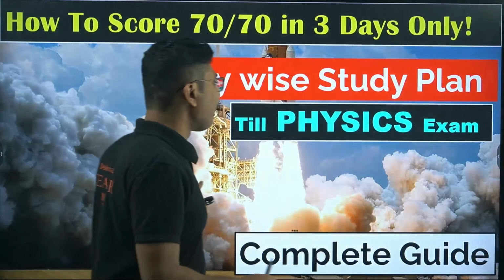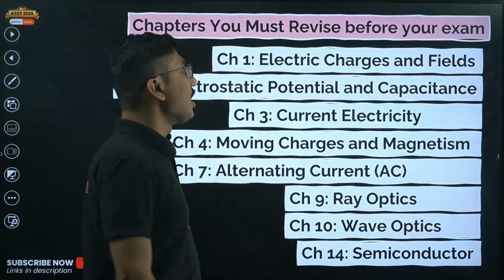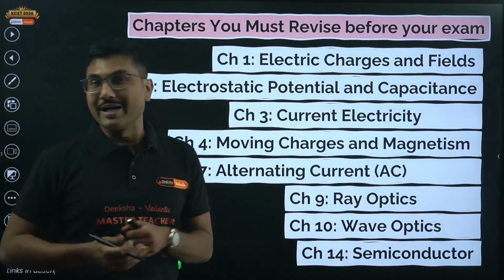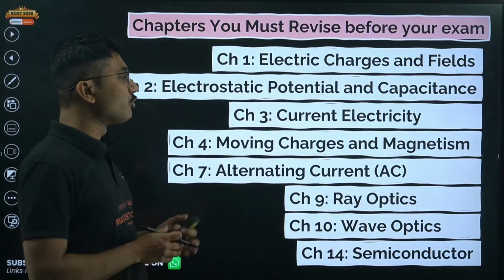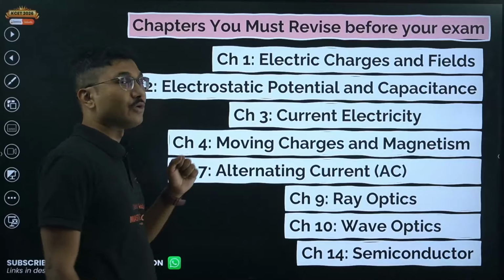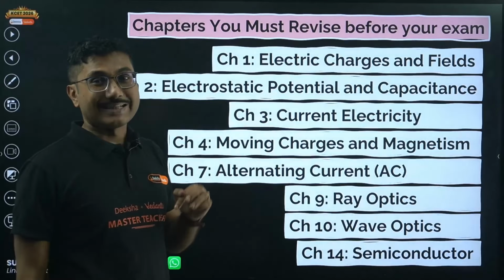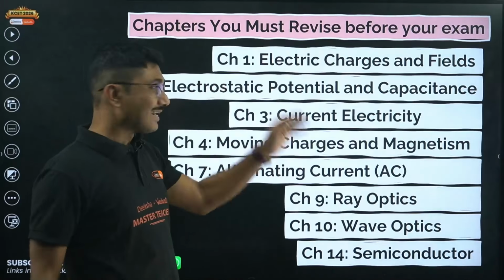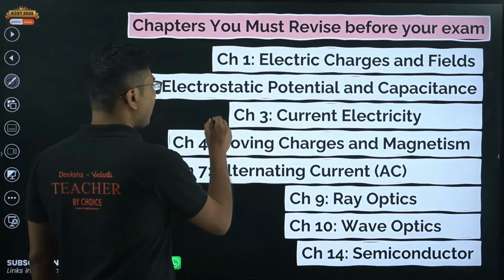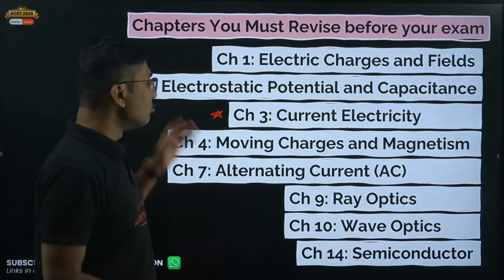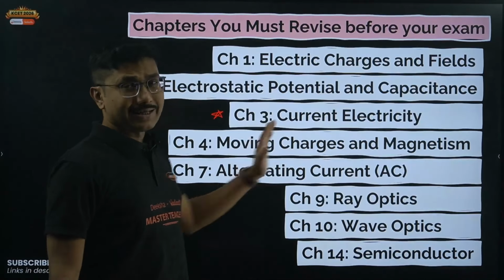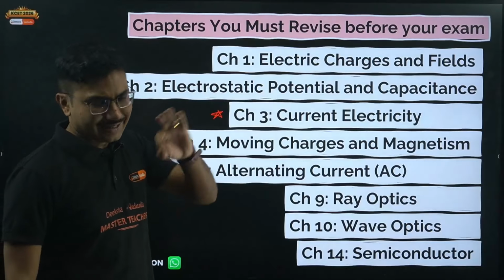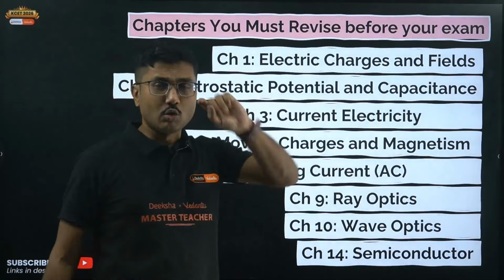So let's start. First of all, obviously you are wondering, sir, what are all the chapters that I should study, or that I have to revise first. The first thing you should know is all the important chapters that are going to come in your PU2 final exam. First, electric charges and fields, electrostatic potential and capacitance, and current electricity, you cannot skip this chapter, one of the most important chapters. Then moving charges and magnetism, and alternating current for numericals, those who want to score at least 5 to 10 marks, at least 5 marks in numericals, alternating current is your go-to chapter.